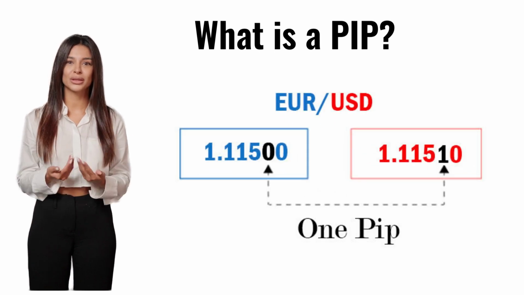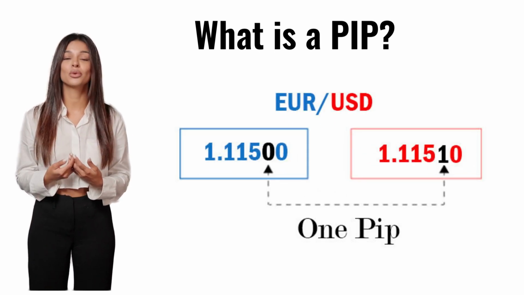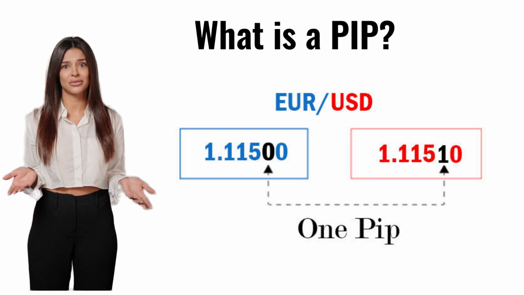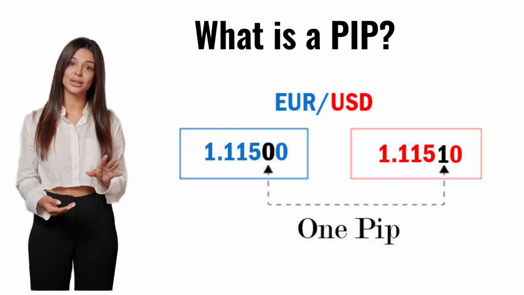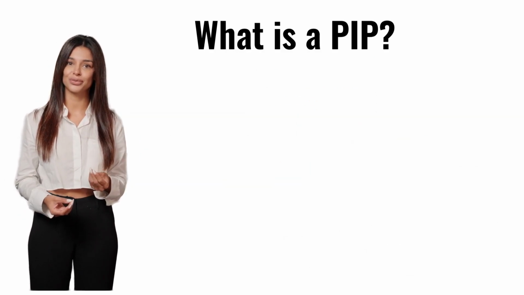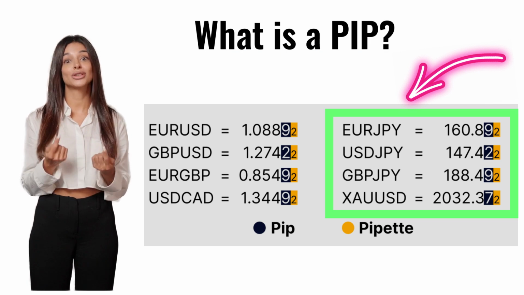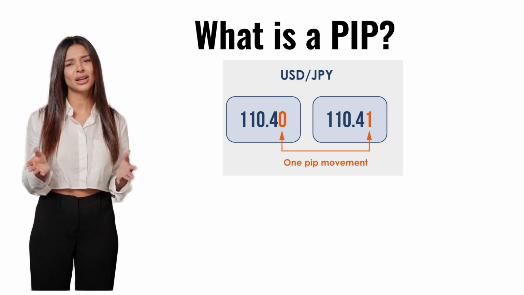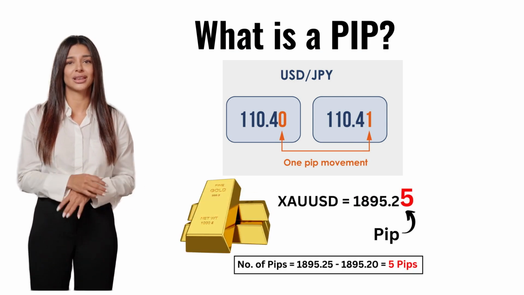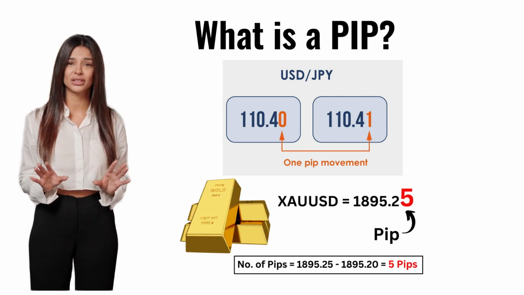For example, if the price of EUR/USD moves from 1.11500 to 1.11510, that's a movement of 1 pip. But there are some exceptions. For pairs with the Japanese yen, prices are quoted with 2 decimals. Gold and indices usually go only 2 decimals.